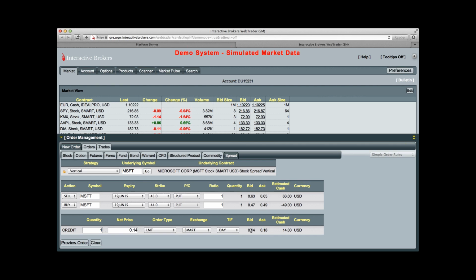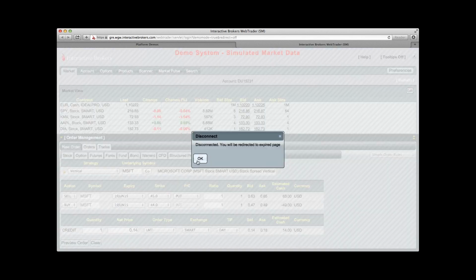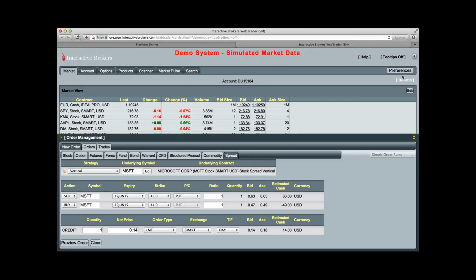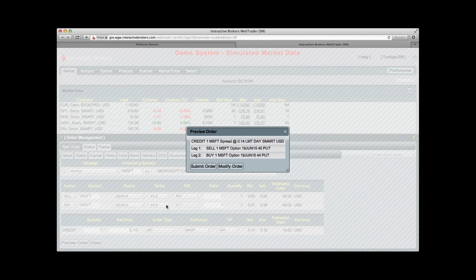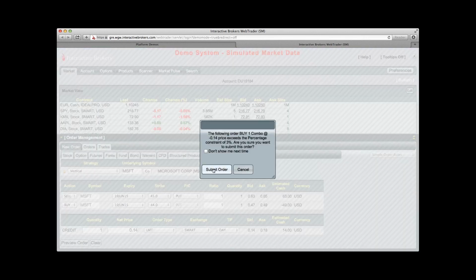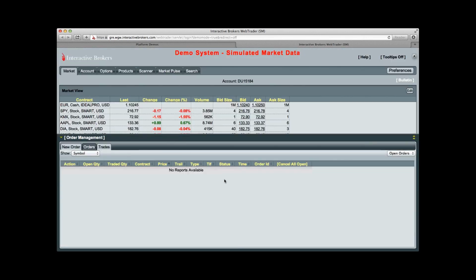Now, normally we would say to you, haggle. If this was a real life trade, we would say haggle here and look for 16 cents, somewhere in the middle, and more than likely you'll get filled. But because we're demonstrating here to you, we're going to click on 14 cents as a limit price and click on preview order straight away. So then you get your preview order. Are you sure you want to place this trade? Sell the $45 put and buy the 44. We do. We click on submit order, and that order has gone into the system now.